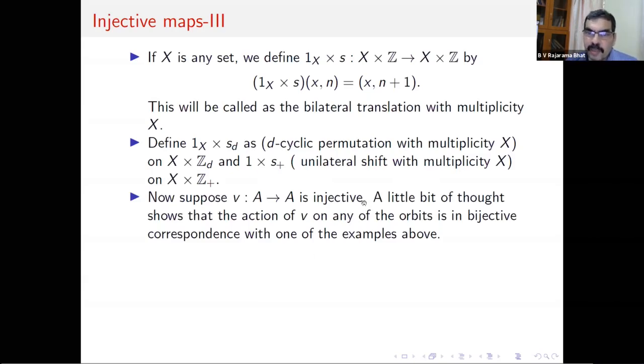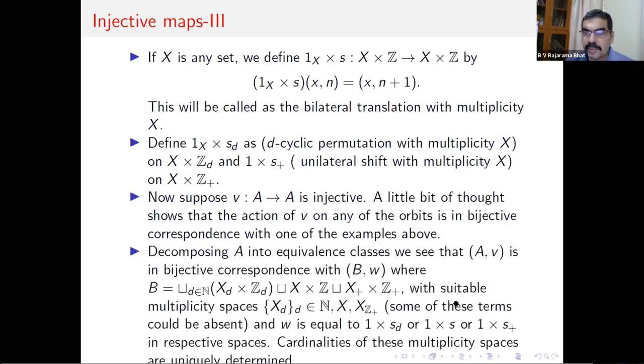Now, take any injective map from any non-empty set A to A. You just think for some time. In each orbit, it would look like one of these: either bilateral translation, or cyclic permutation, or unilateral shift. So in every orbit, it looks like that. If you collect together the similar things, you get the multiplicity spaces.